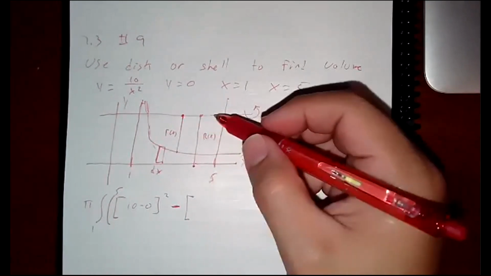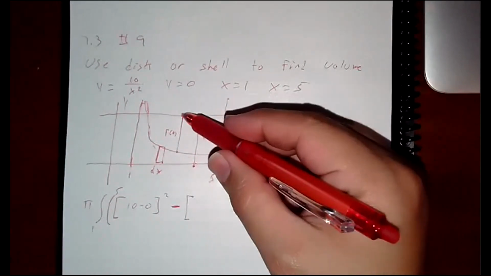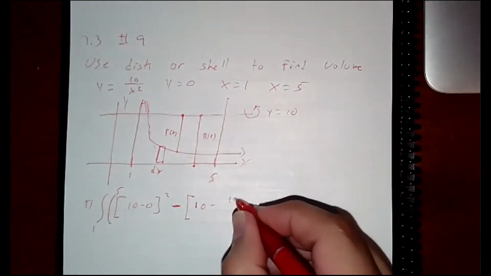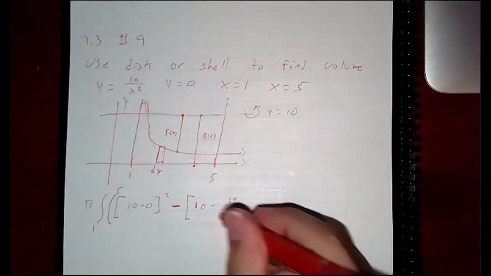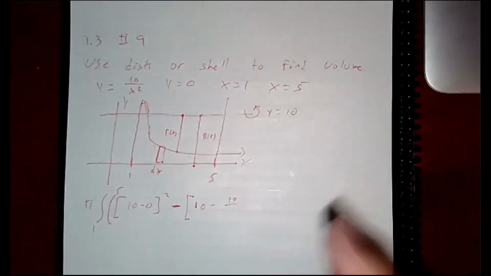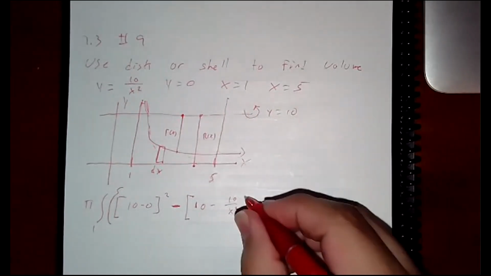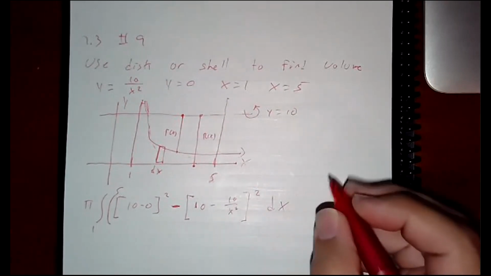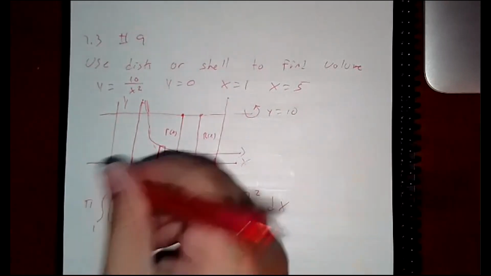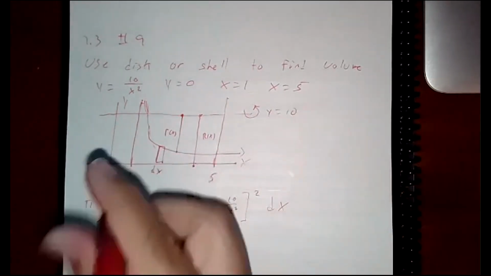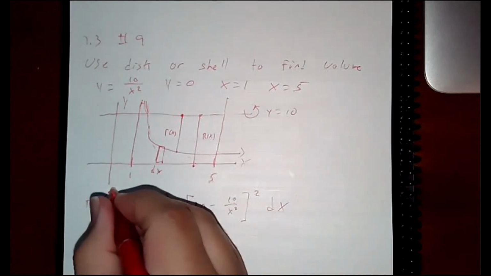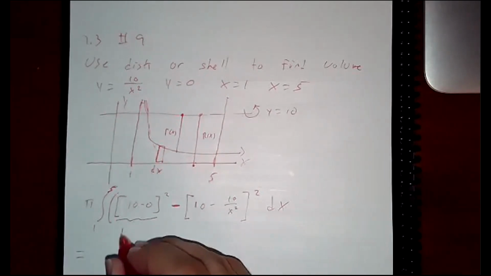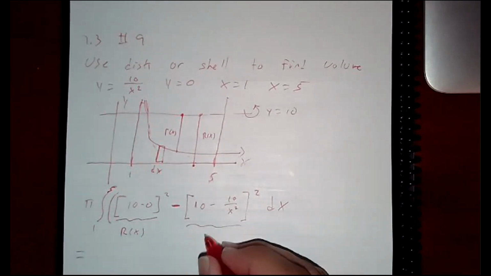For little r, 10 minus the function. So 10 minus 10 over x squared, squared. So that's just the disk. That's the washer formula, right? Yeah. Okay. It's big R of x squared minus little r of x squared. This is big R of x. This is little r of x.